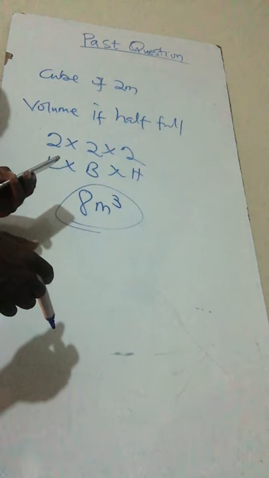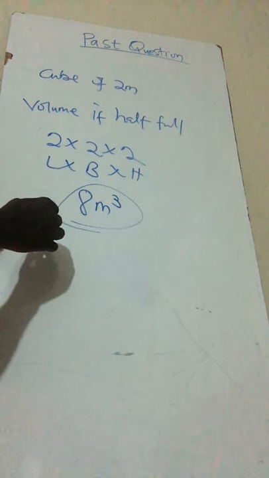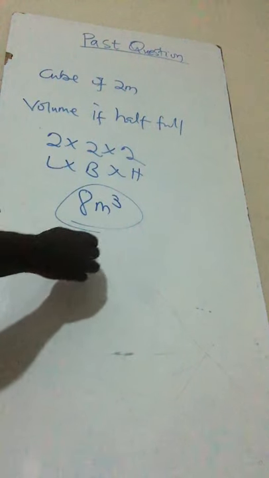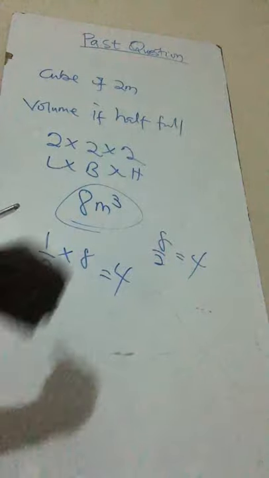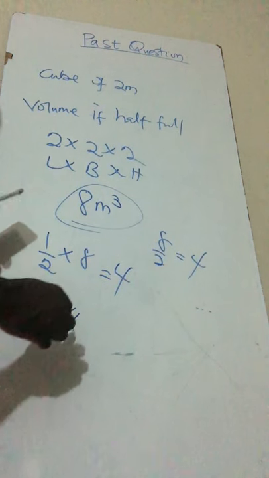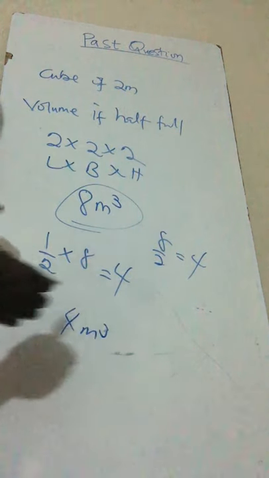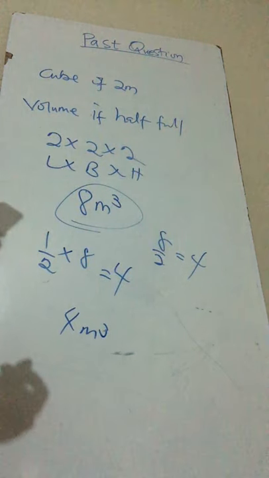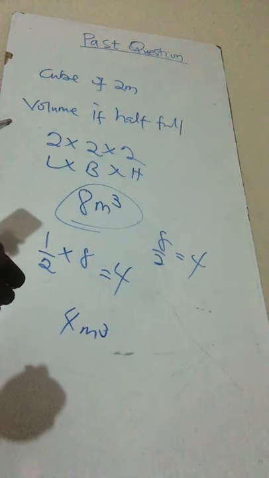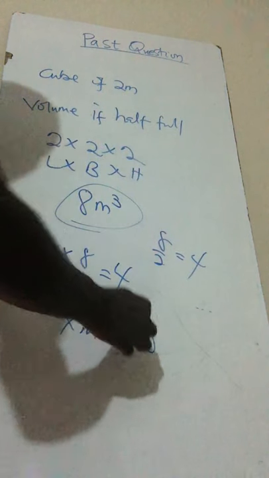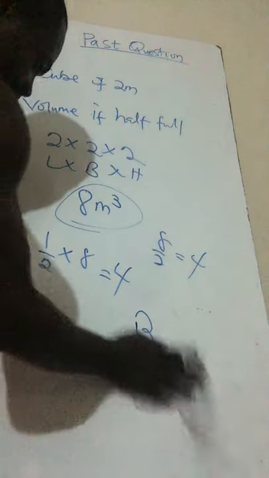But the question says that it is half full. So if it is half full, it means 8 over 2, which is 4. So if it is half full, it means it will be what? 4 meter cube. Are you okay? Yeah, so the answer is B. B for number 28.